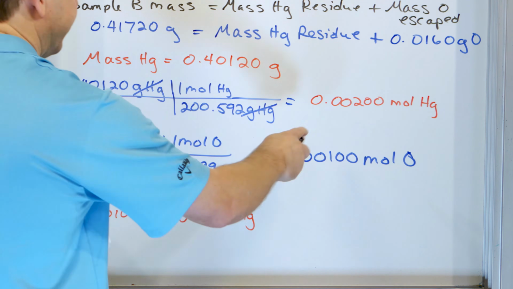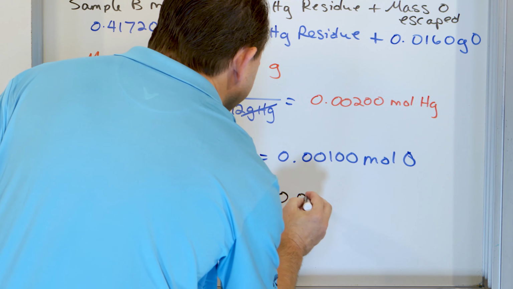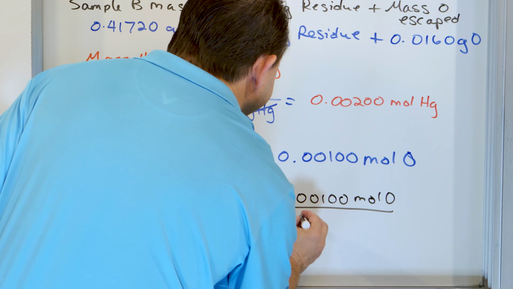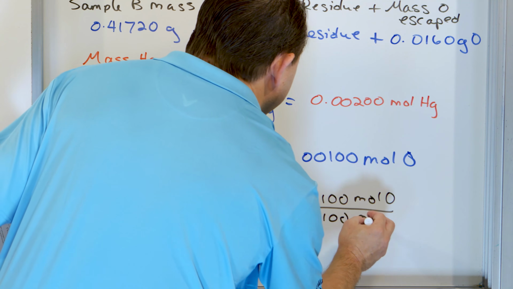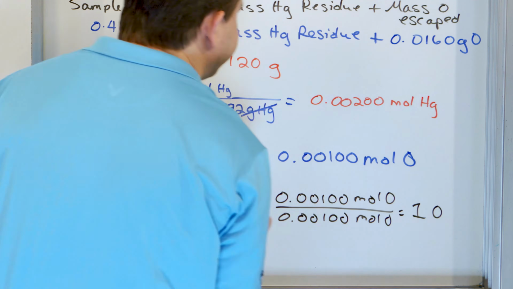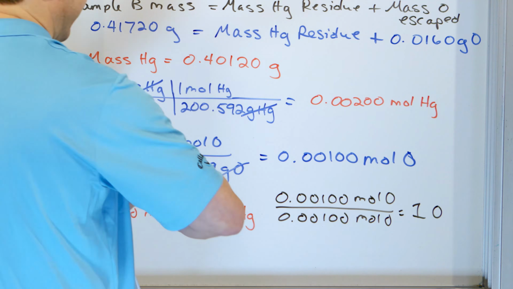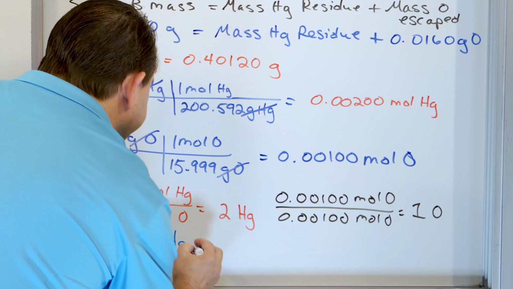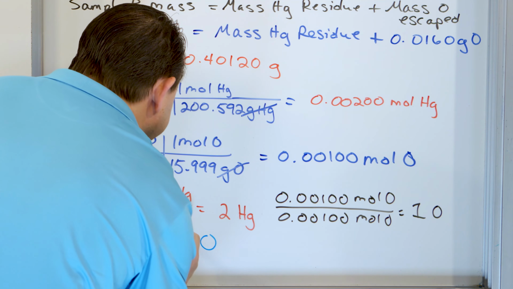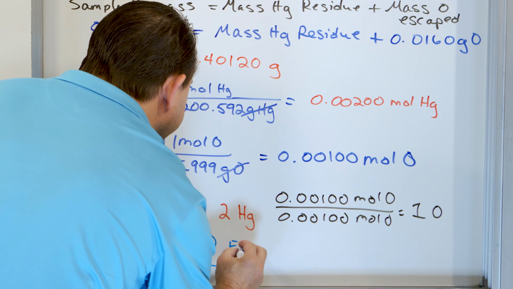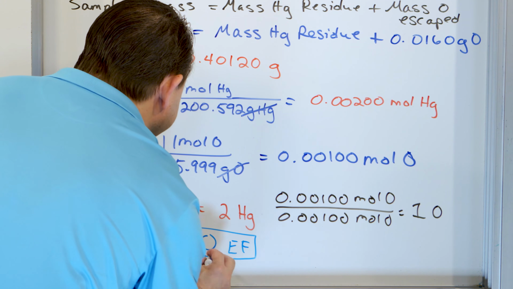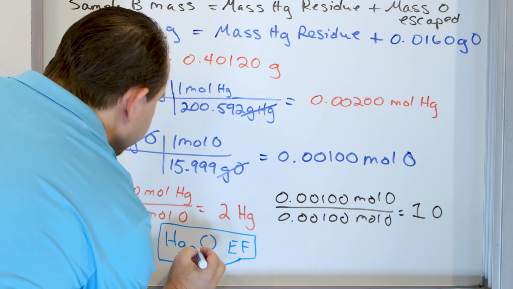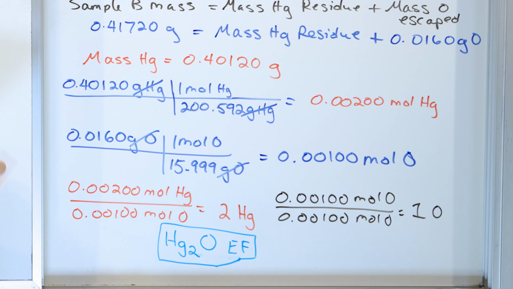All right, let's do exactly the same thing for oxygen. You're just dividing by itself, so 0.00100 mole of oxygen, and you're dividing by the same thing, 0.00100 mole of oxygen, and you get the number 1 for the subscript of the oxygen. So I'm going to write the answer right down below here. For mercury, Hg, the subscript is 2, and for oxygen, the subscript is 1. So Hg2O, this is the empirical formula.